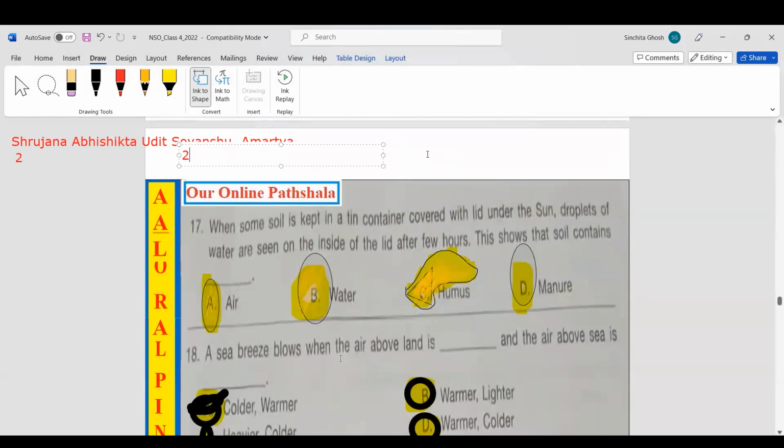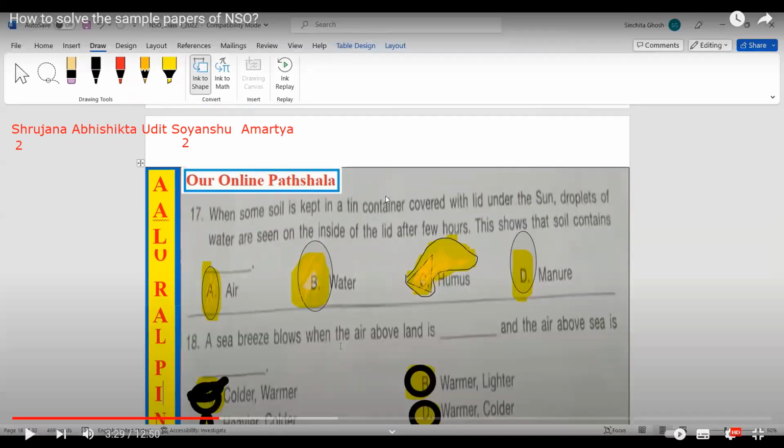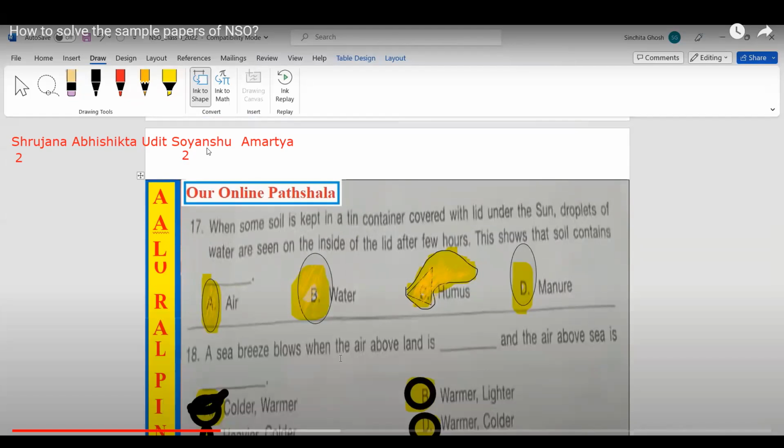A sea breeze blows when the air above the land is. Guys, please pause my video. Give your answer. Option number 17. Option B, water. Yes. Ma'am, wait. Someone wait. Number 17, C is correct. Very good, Shuanshu. I gave you 2 marks. But when I'm asking someone, please let him or her answer. Excellent, Shuanshu. You are correct. Yes. Number 18, you tell me, Avishikta.